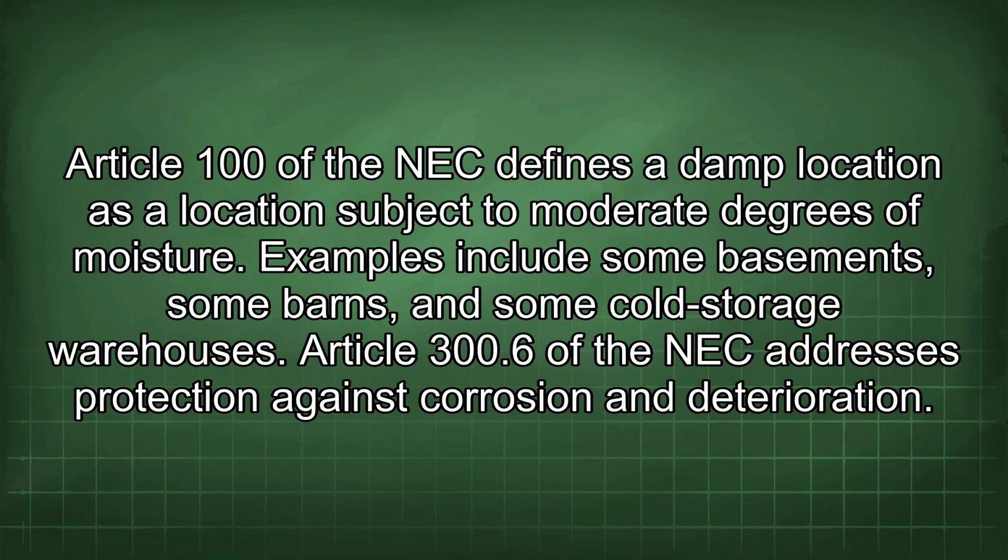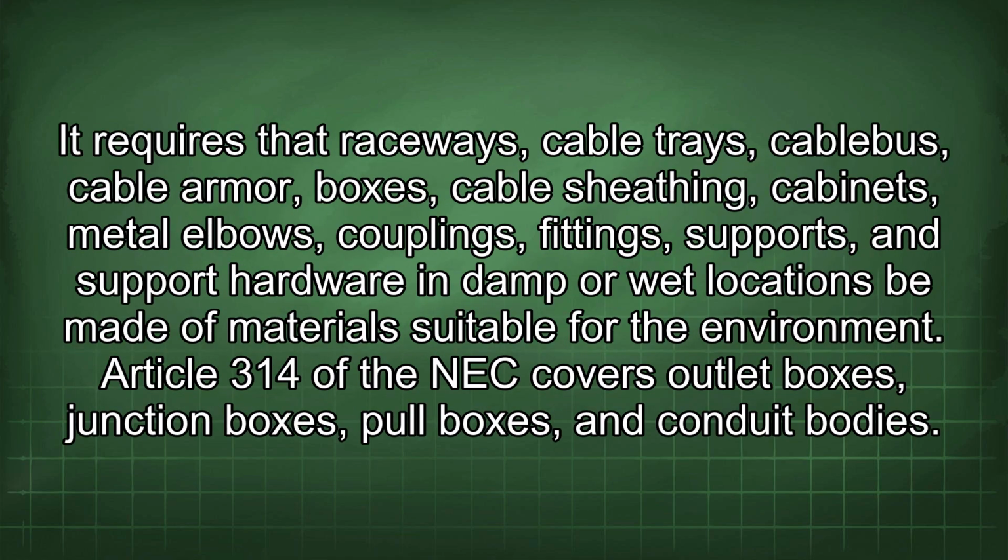Article 100 of the NEC defines a damp location as a location subject to moderate degrees of moisture. Examples include some basements, some barns, and some cold storage warehouses. Article 300.6 of the NEC addresses protection against corrosion and deterioration. It requires that raceways, cable trays, cable bus, cable armor, boxes, cable sheathing, cabinets, metal elbows, couplings, fittings, supports, and support hardware in damp or wet locations be made of materials suitable for the environment.